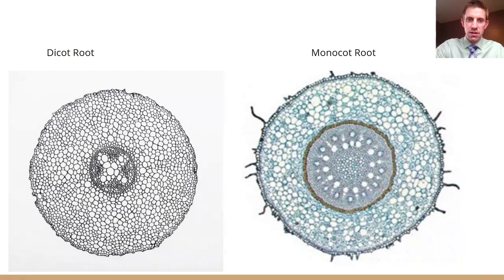We've got the epidermis here and here, the cortex here and here, endodermis here, endodermis here. So all of the other structures are the same. Really, the only difference we see between these two types of root is just the pattern of their vascular tissue in the middle. And that's everything for roots.